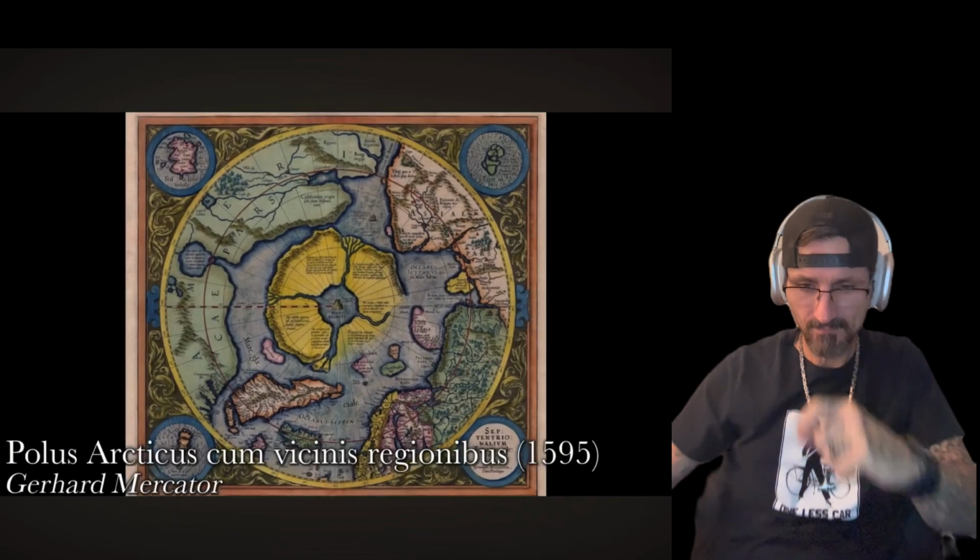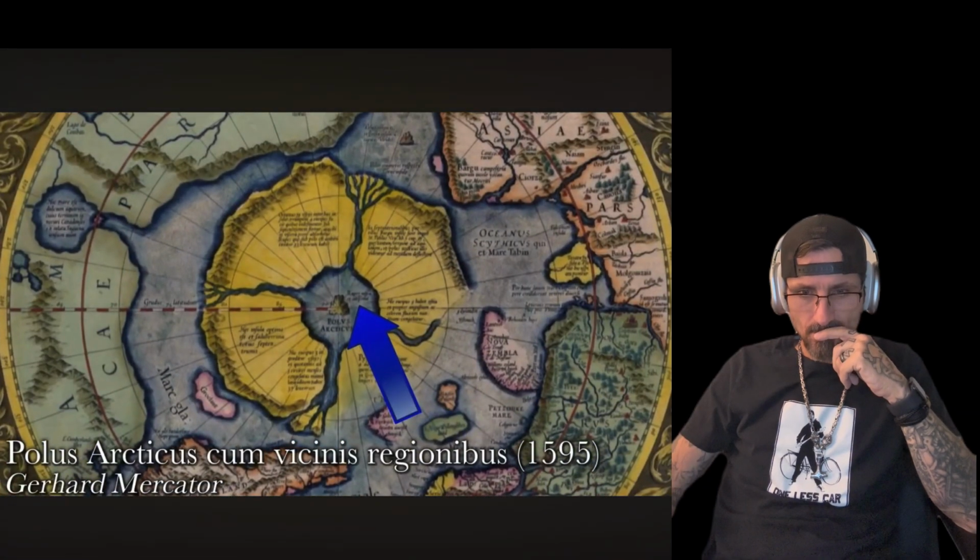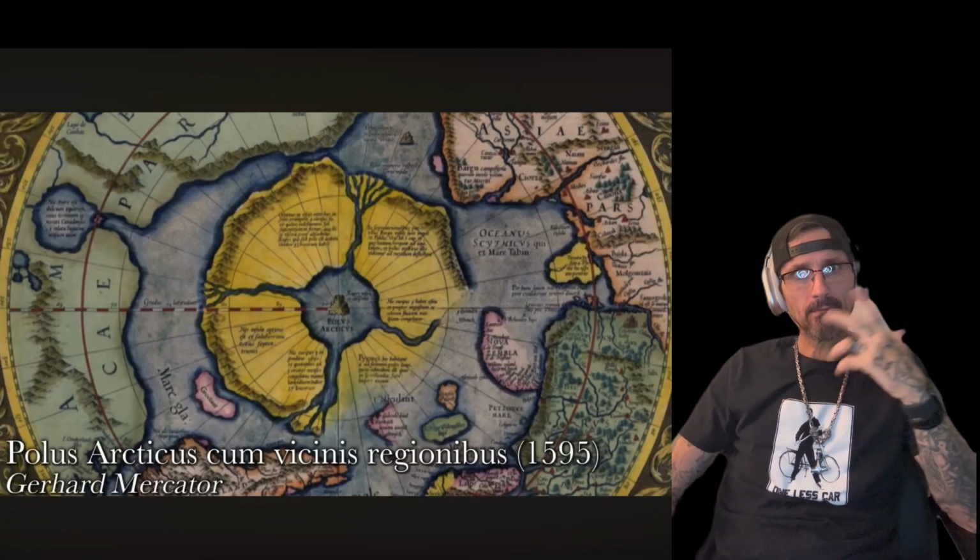By Gerhard Mercator gives us a close-up of this system. In small letters it reads Rupes Nigra et Altissima, the black and very high rock, at the center.